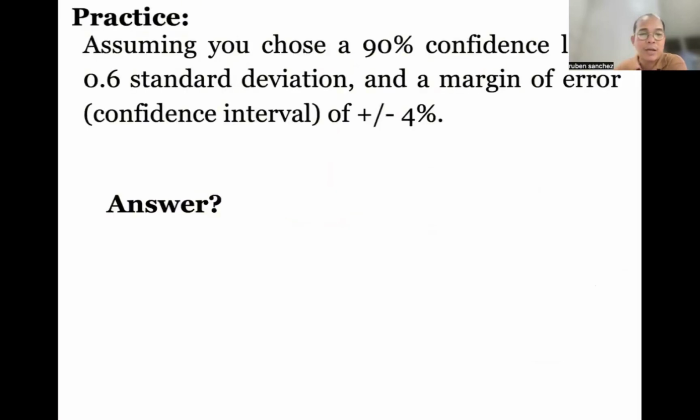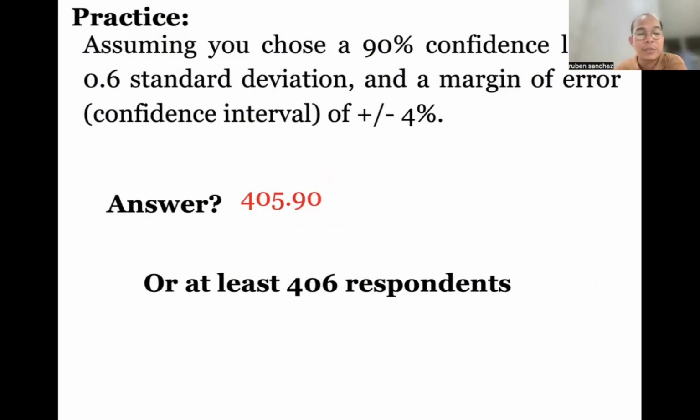Then just use your calculator. The answer is 405.9, which will be rounded up to the next whole number. That's 406 respondents needed for a 90% confidence level, 0.6 standard deviation, and a confidence interval of plus minus 4%, which is 0.04. That's it for the Cochran sample size formula.